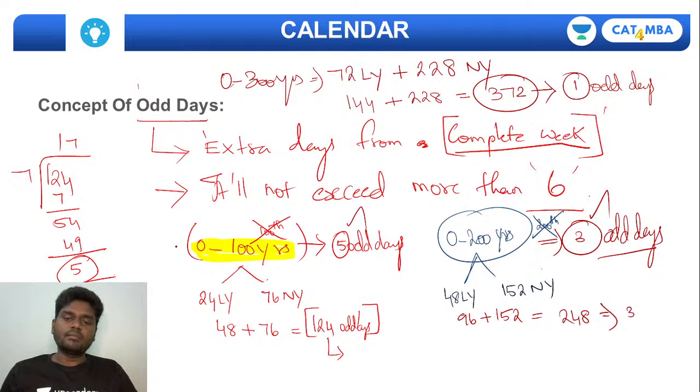And the last part, ultimately, let's go for 400 years. Let's see how many odd days there are for 400 years. I'll better do it here.